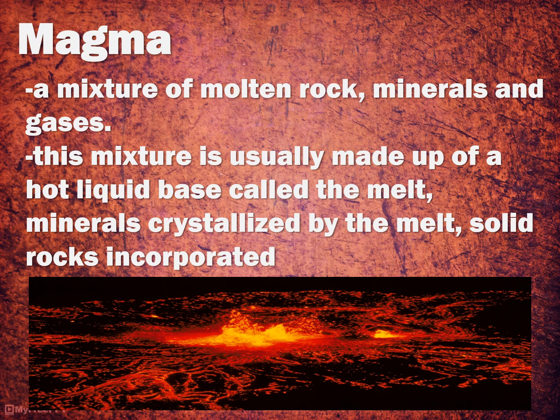So let us first define what is magma. Magma is a mixture of molten rock, minerals, and gases. This mixture is usually made up of a hot liquid base called the melt, minerals crystallized by the melt, and solid rocks incorporated. So technically, magmas are just molten rocks combined with minerals and also gases infused together, which happens underneath the Earth's crust.